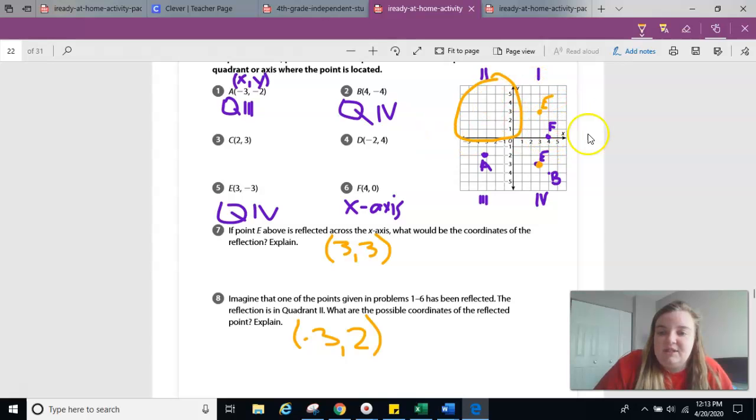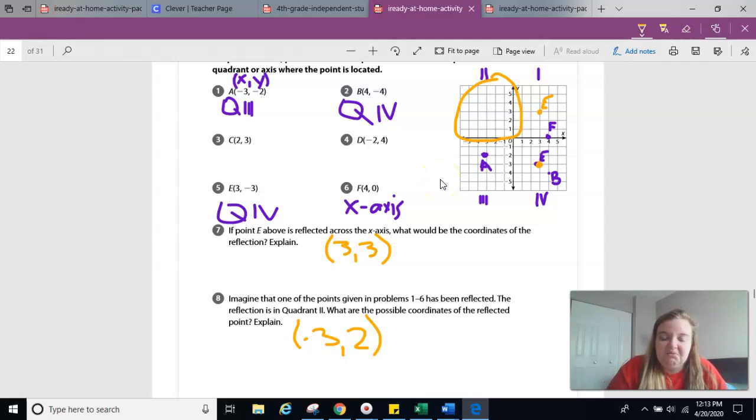But it could also be something in quadrant 1, because we can fold it the other way and be reflected over the y-axis. So it could be one of these. I just haven't done them, so you're going to have to figure out that one on your own. Okay?